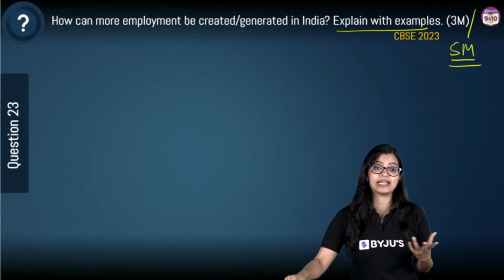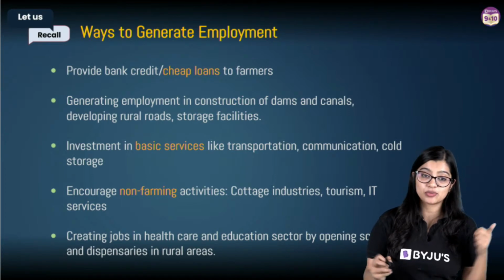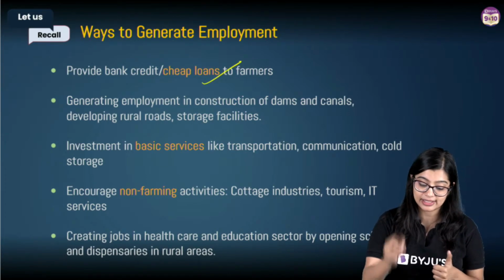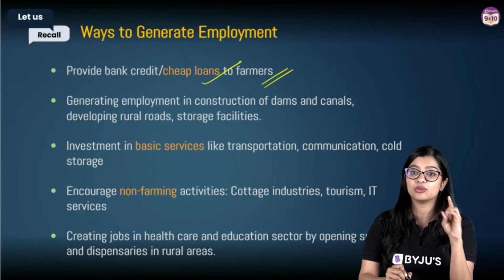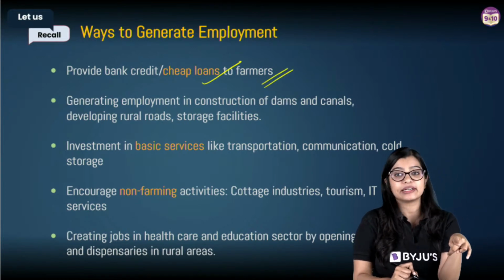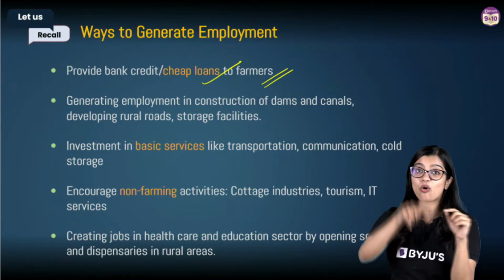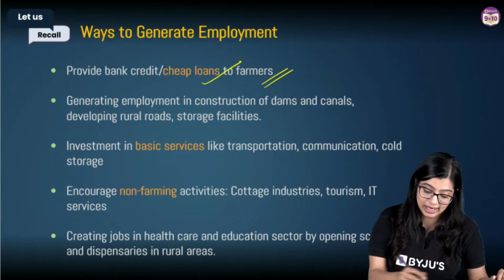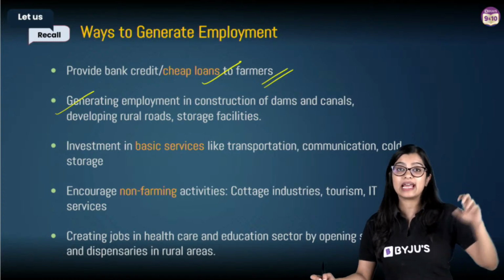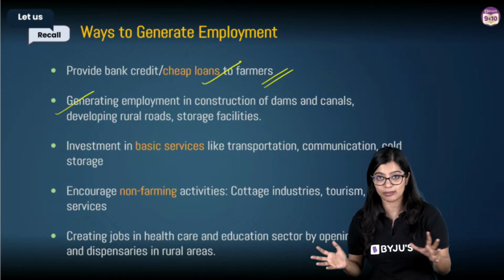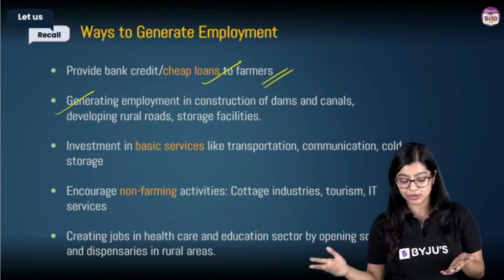Now if you see, there are various points given in your textbook, right? First and foremost, a way in which we can generate employment is to provide cheap loans to farmers so that they will not depend on informal sources for credit and thereby go into an endless loop of debt. Another thing is generating employment in construction. We know that there is a problem of disguised unemployment, where people are more in number but they don't have enough jobs. So give more job opportunities, right?